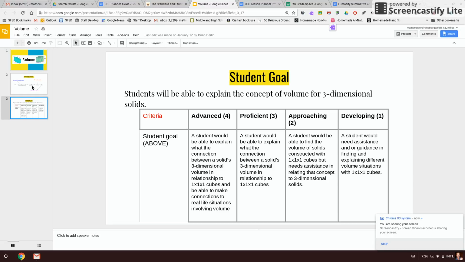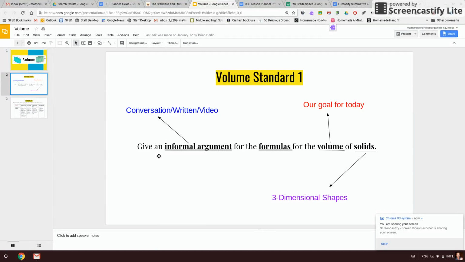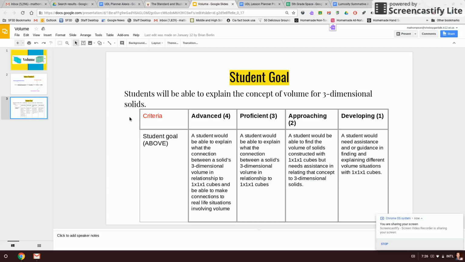If we go to the next one here, we've got a sophomore math class where we've got a Common Core standard about students giving an informal argument for the formulas for the volumes of solids. And they've broken it down and annotated the language a little bit here. And then they've taken that and converted it into a goal and created, again, a one-line rubric, which could be used as a formative assessment for that particular goal.